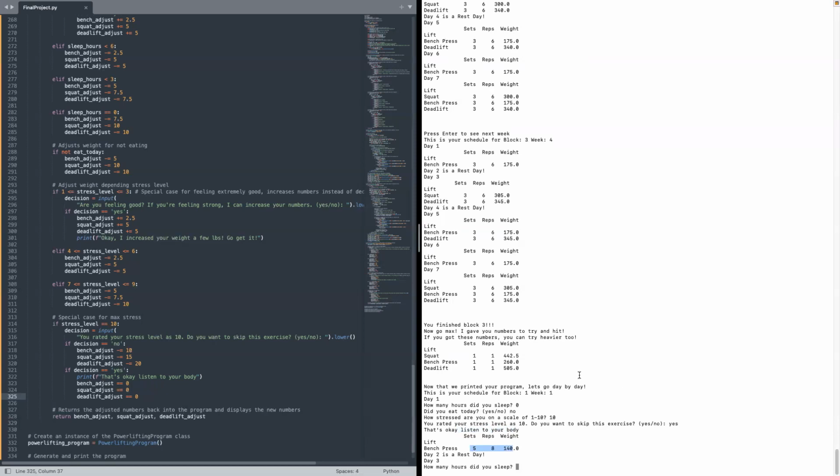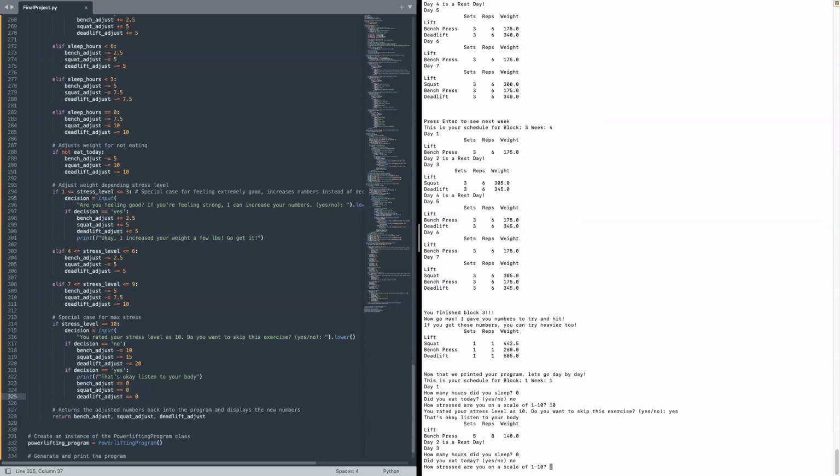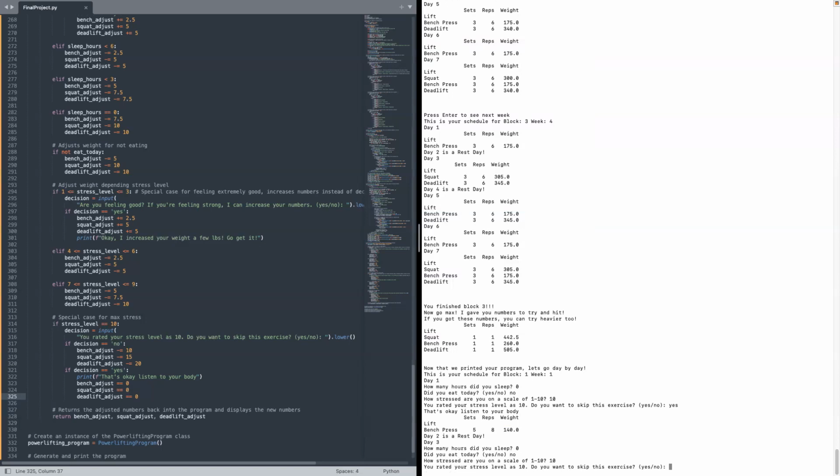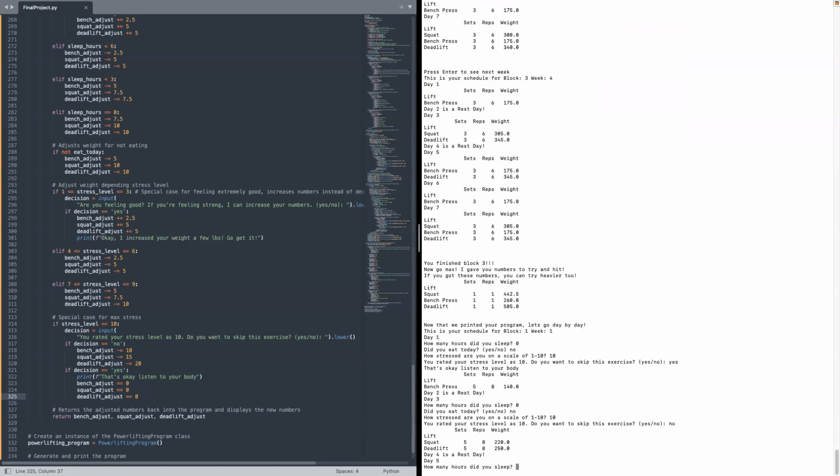If I choose the same thing, 0 sleep, no food, a stress scale of 10. Do I want to skip this exercise? If I say, no, I don't want to, I can lift, it will decrease my weight by a lot. But since I still want to lift that day, I will be able to do the weight that I want.